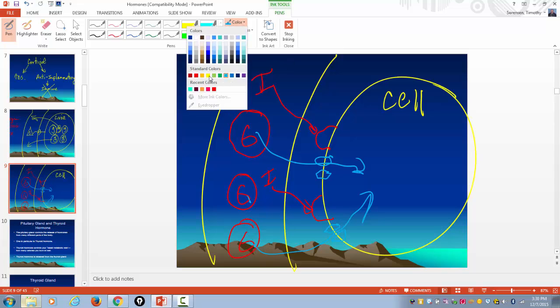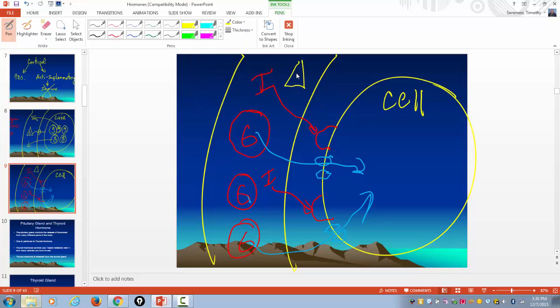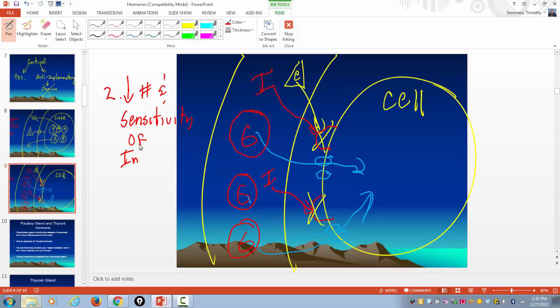When you got cortisol around, cortisol decreases the number and sensitivity of insulin receptors. So again, if insulin can't bind to those receptors, you can't lower your blood sugar. So the second function of cortisol is to decrease the number and sensitivity of insulin receptors.